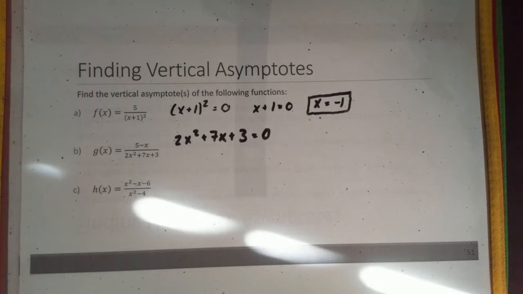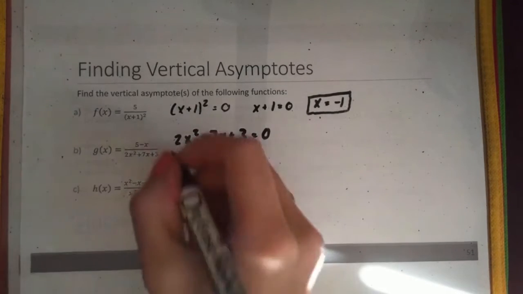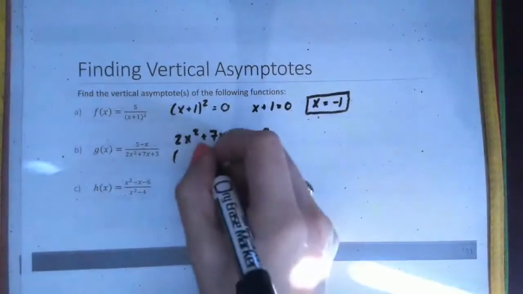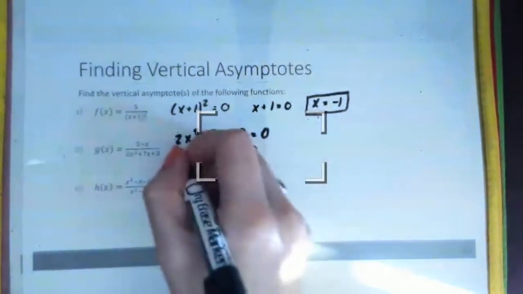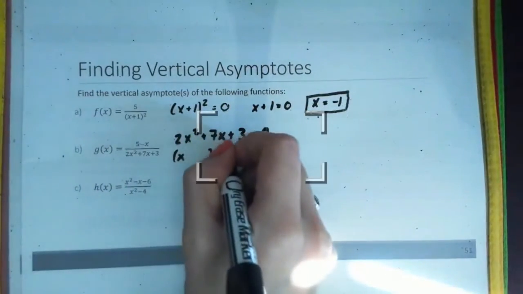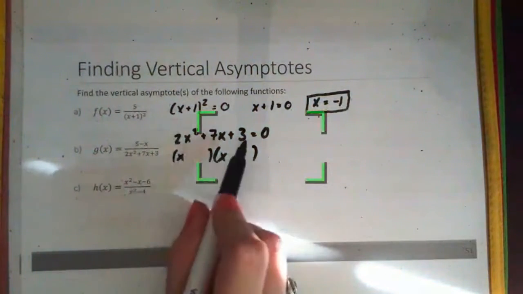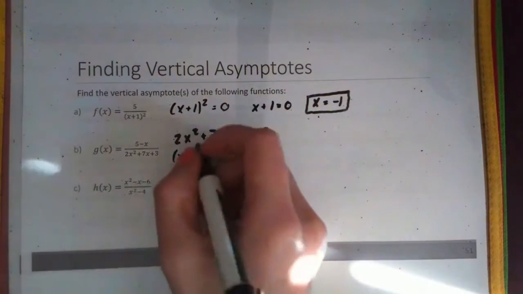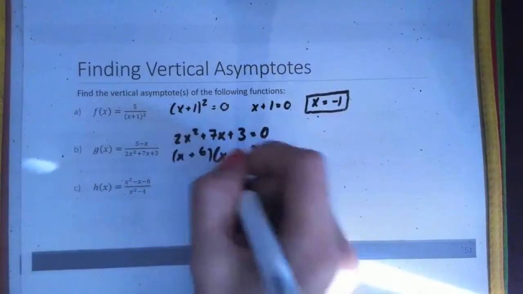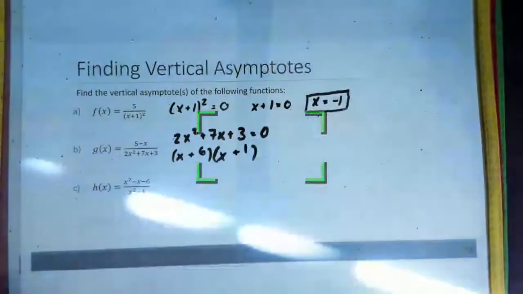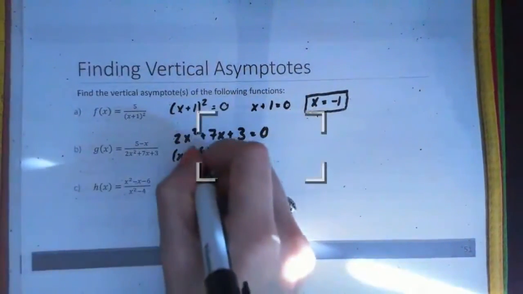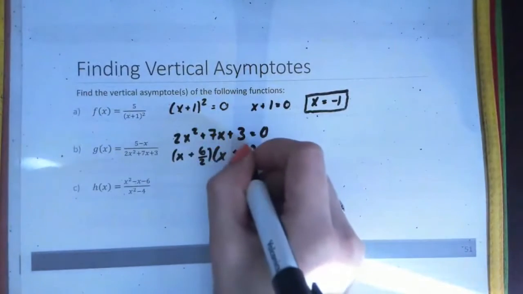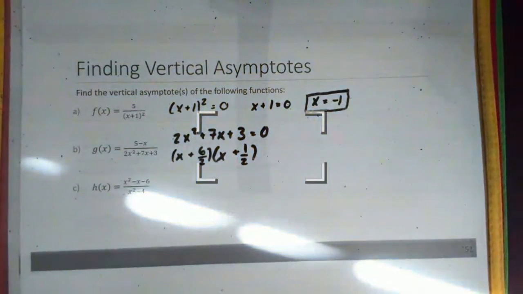I will factor this and I'll use the Lizzie method. So for the Lizzie method, I set up two binomials with x's out front. I need two numbers that multiply to give me 6, but add to give me 7. That would be a positive 6 and a positive 1. But I have to divide those both by the a value.